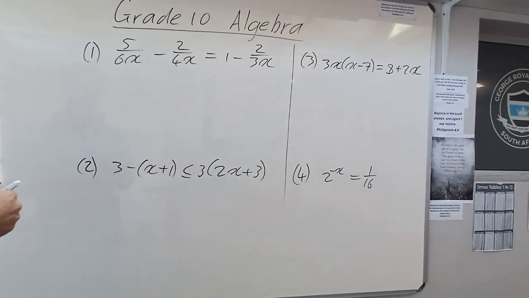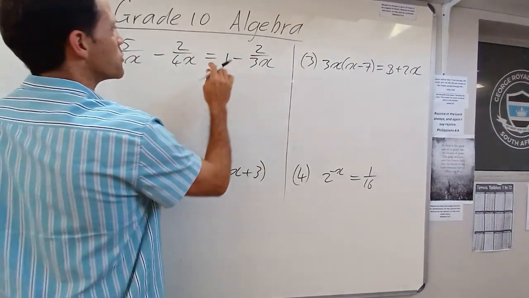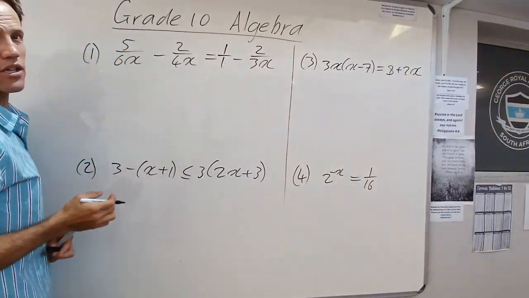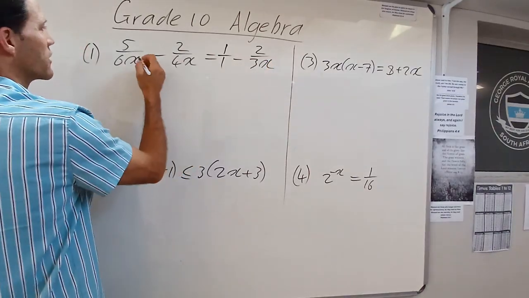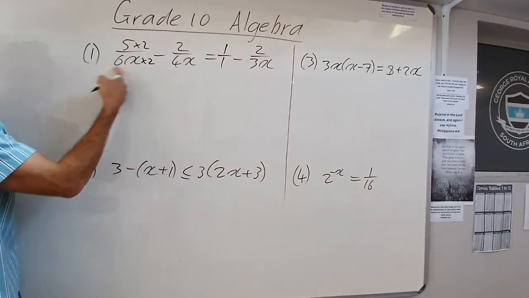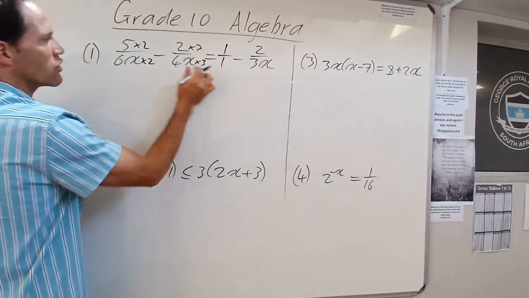So with the first one, obviously make them the same, 6x, 4x, 1. First put the 1 over 1. I'm sure most of you did that to make it a fraction. Okay, so 6, 4, 3, 12x is the common factor, right? Common denominator. So we multiply by 2 to get it 12x. This one we multiply by 3 to get it 12.